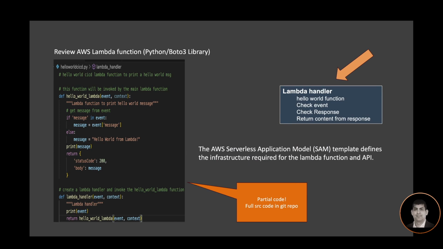Now next let's look at the Lambda function itself. The function is written in Python Boto 3. It's a very simple function. All it's doing is returning a message, hello world from Lambda, and then it's giving it back to the API as a response. So this is again just a simple function. It's checking the event and it's returning the response.